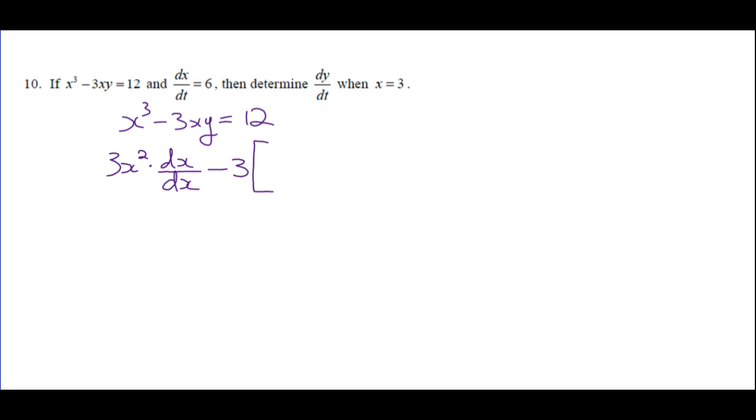Minus 3, and then let's throw in a set of square brackets. So now we've got this xy, right? We're doing the derivative with respect to t of x times y. It's a product, right? So it's going to be x times dy by dt plus y times dx by dt. And the derivative of 12 with respect to time, well, that's constant, so it's just 0.